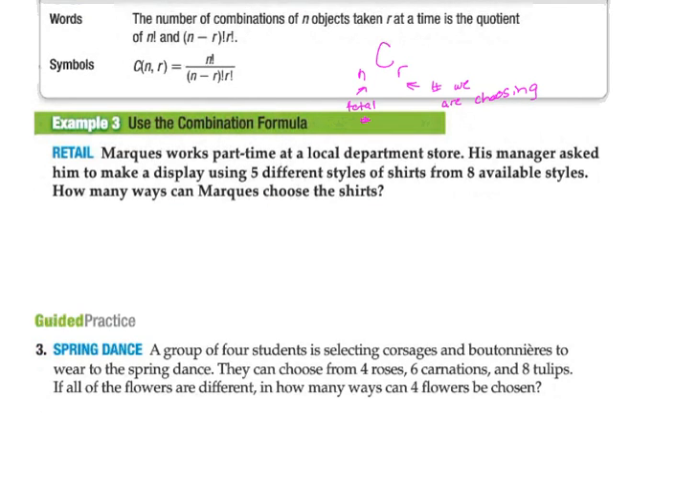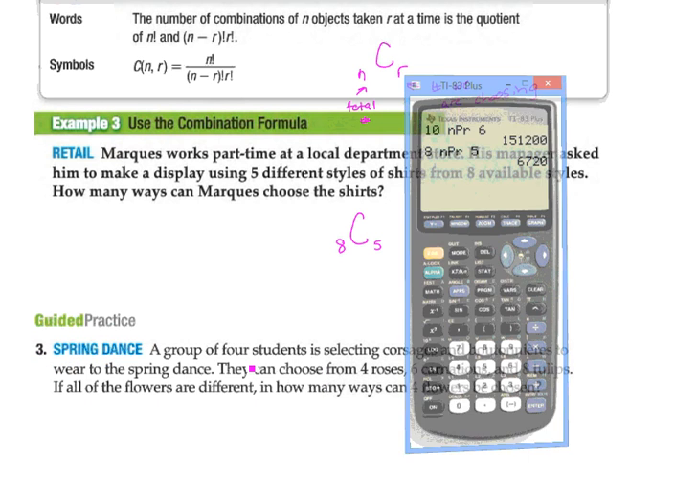Okay, here we go. Marquez works part-time at a local department store. His manager asked him to make a display using 5 different styles of shirts from 8 available styles. How many ways can Marquez choose the shirts? Again, choose and combinations go together. So I know that we don't have to order those shirts. I am choosing 5 of the 8. And with that, I'm going to ask the calculator.